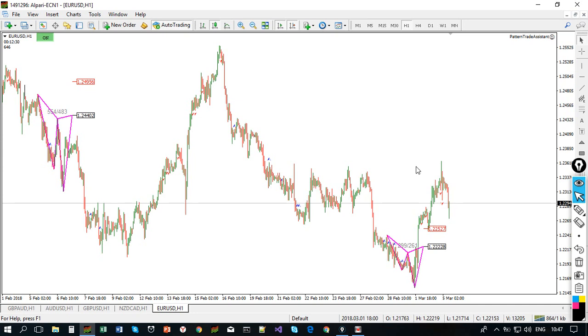Also, what are some new features here? You have this number 646. What the heck is this number? And you have these arrows. What are these arrows? I will explain it to you in a second.